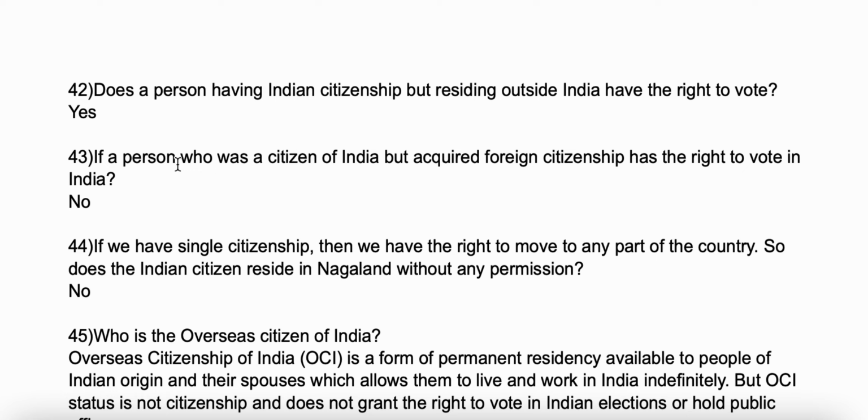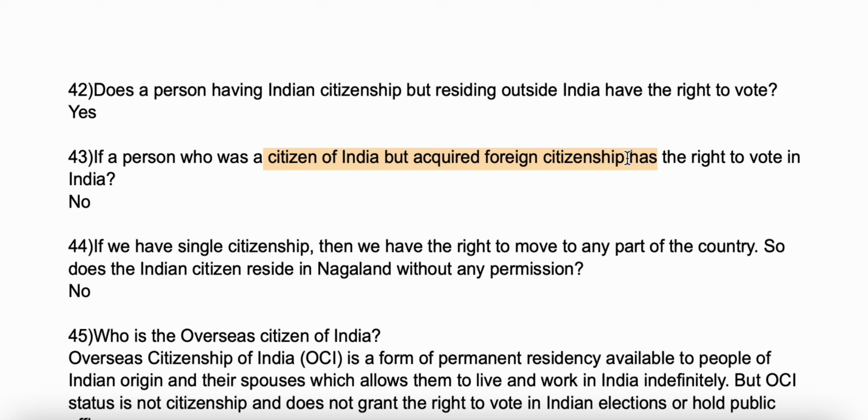Okay. Now 43rd question, does a person who was a citizen of India but acquired foreign citizenship have the right to vote in India? No, he will not be eligible to vote in India. And here, which article is this? A citizen of India who acquires citizenship of a foreign country will definitely lose Indian citizenship under Article 9.